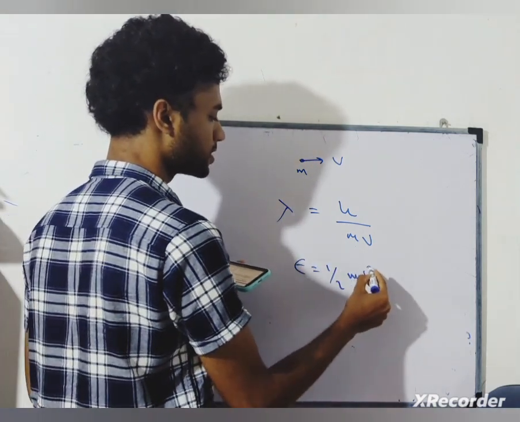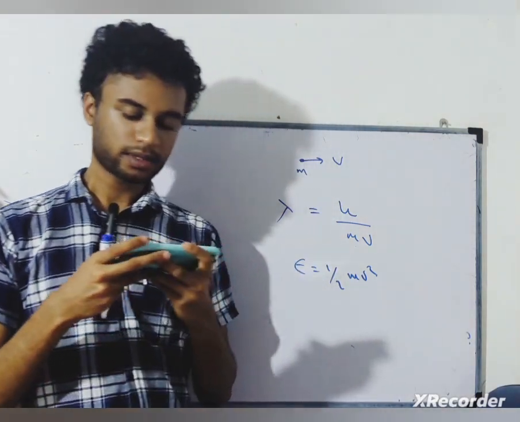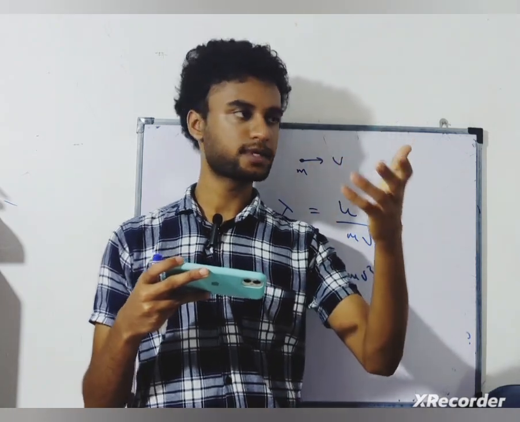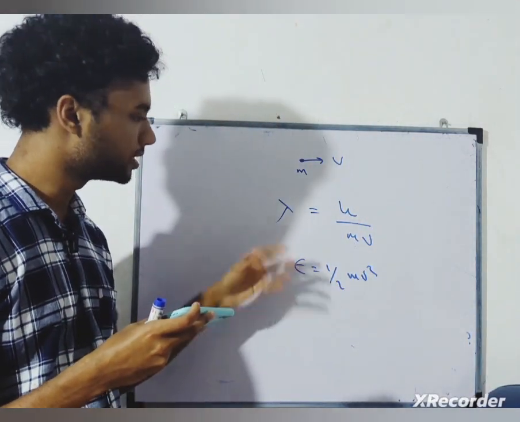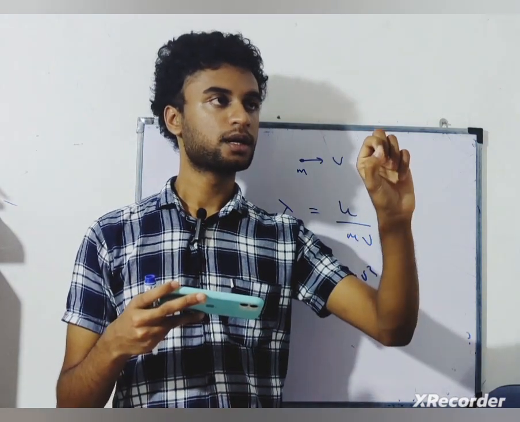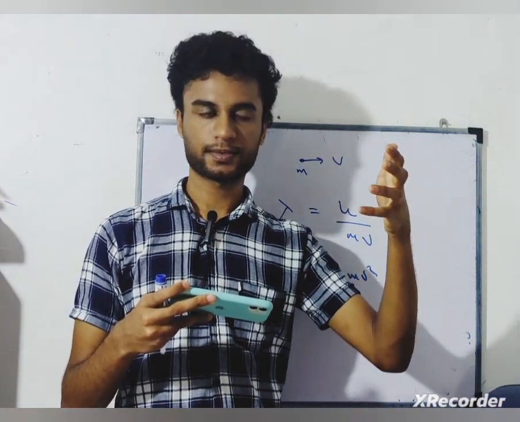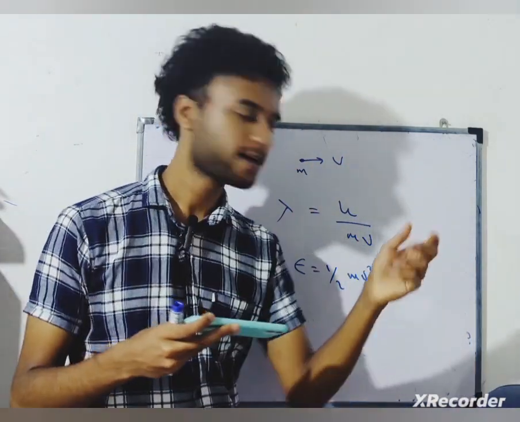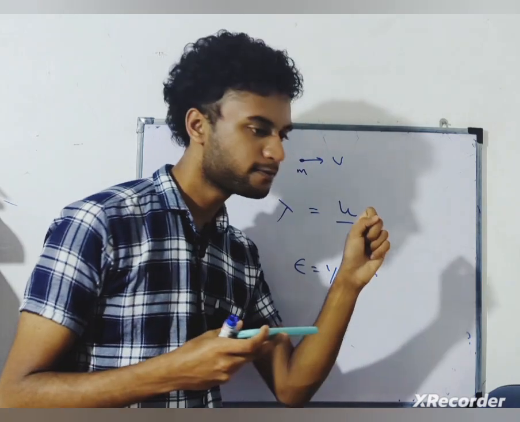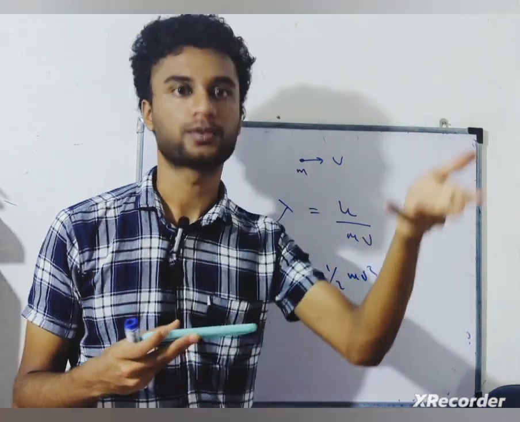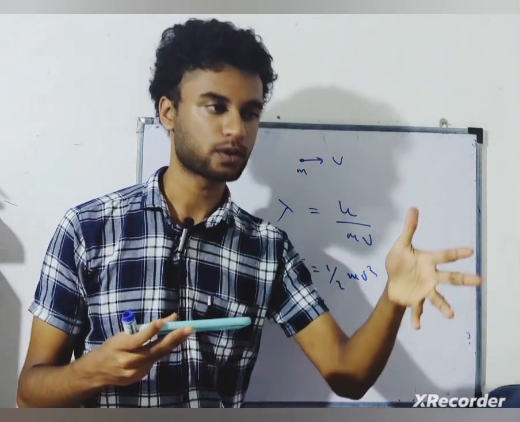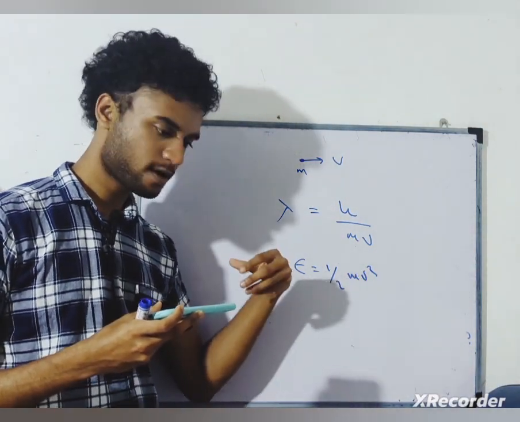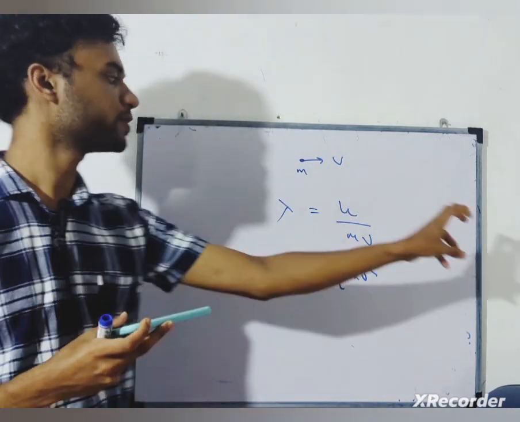Half mv squared, right? Now they are saying the kinetic energy of the neutron is increased 4 times. How can we increase the kinetic energy of the neutron 4 times? The neutron has a fixed mass, right? So if we increase the kinetic energy by 4 times, then definitely velocity should be doubled. When the velocity is doubled, v squared becomes (2v) squared, and we get 4 times the energy, because E is proportional to v squared.